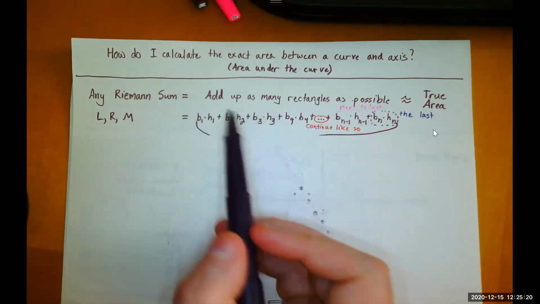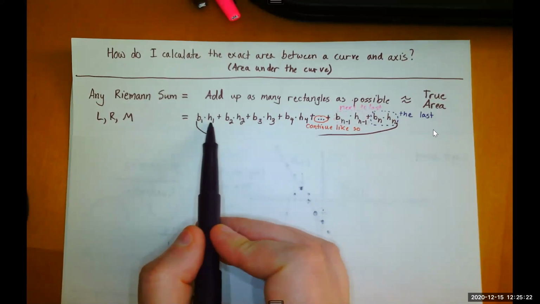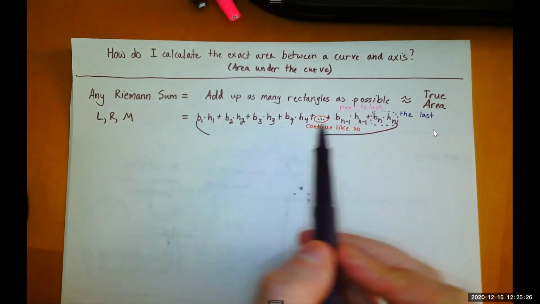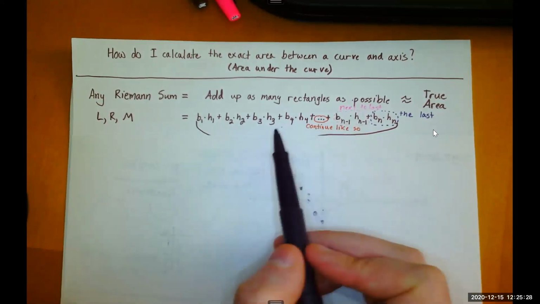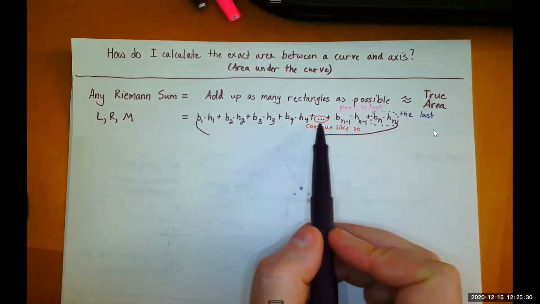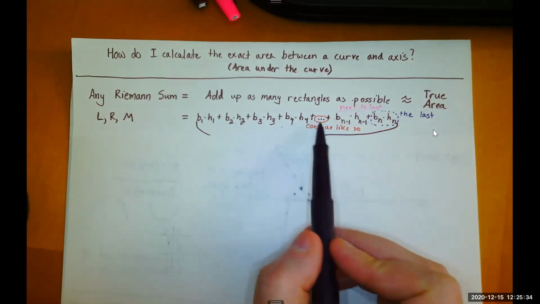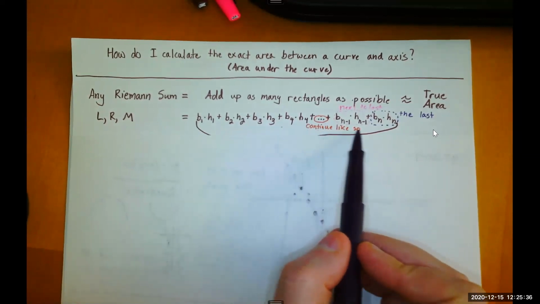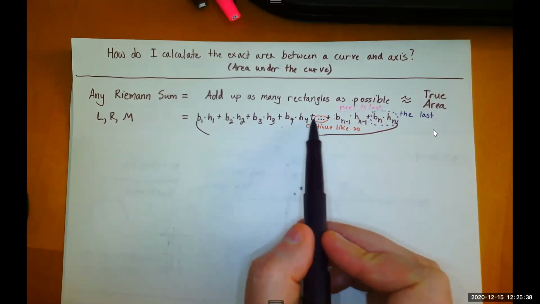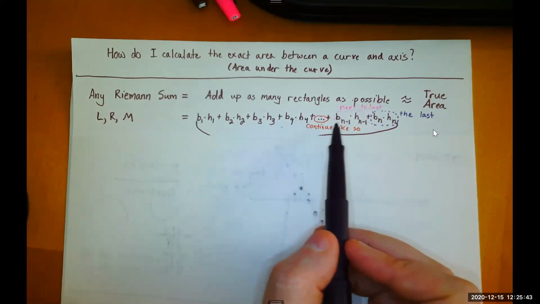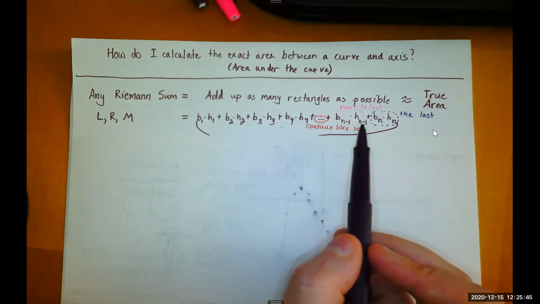Don't worry, that's coming. It's always going to be a base times a height, base times a height, base times a height, and so on, for as many times as we need to. So did everybody see the dot, dot, dot here? Dot, dot, dot means continue like so. That means the next one would be b sub 5 times h sub 5. And then after that would be b sub 6 times h sub 6.